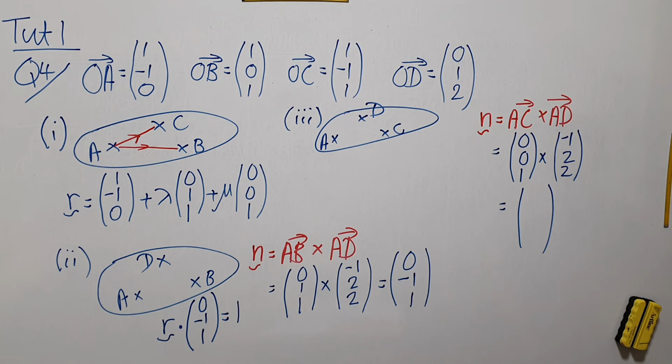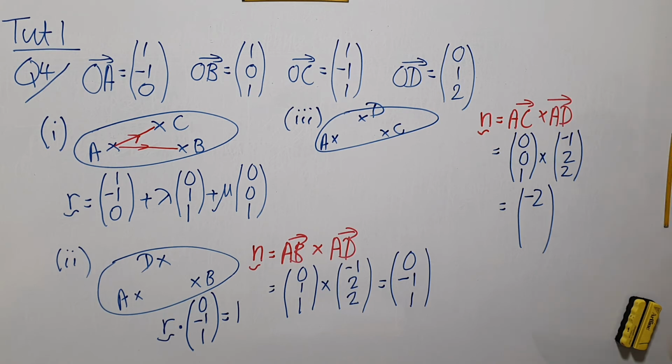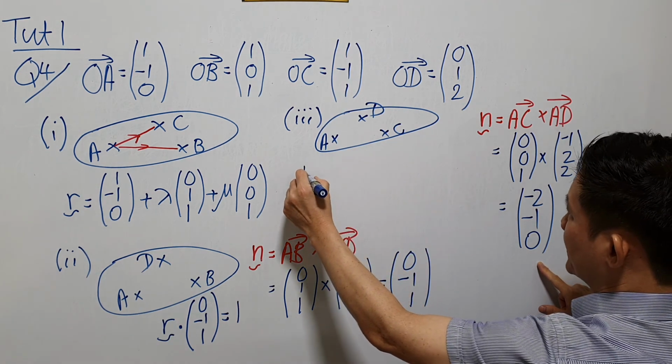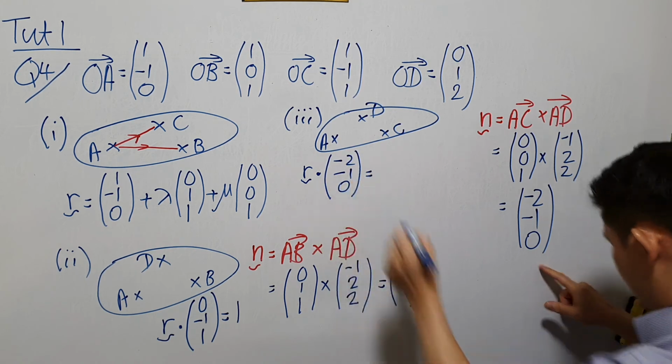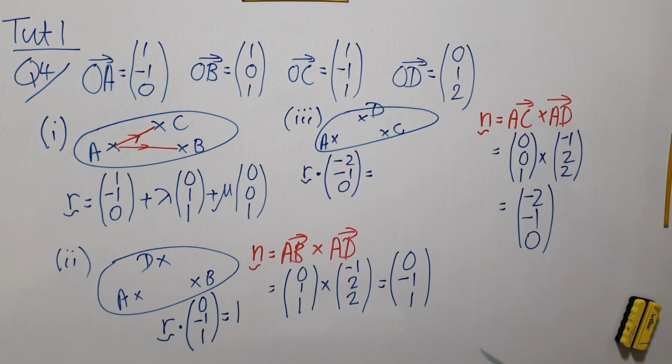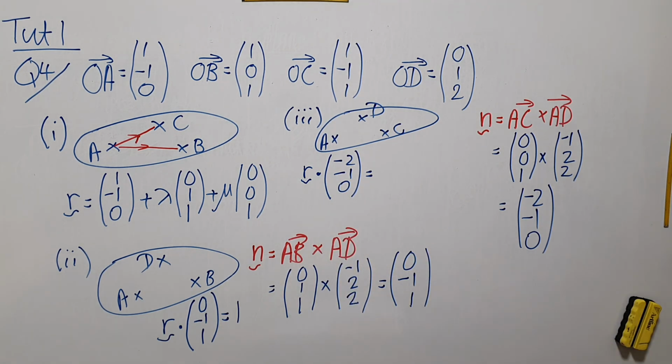You get, again, cover the first row, you get minus 2. Cover the second row, you get minus 1. Cover the third row, you get 0. Right? So this is my vector n for the plane ACD. So I can say that this will be r dot minus 2, minus 1, 0 equals, to find the number on the right, I can take any of the points A, C, or D. So if I choose to take the point A, the dot product with this, I get minus 2 plus 1, it gives me minus 1. Right?